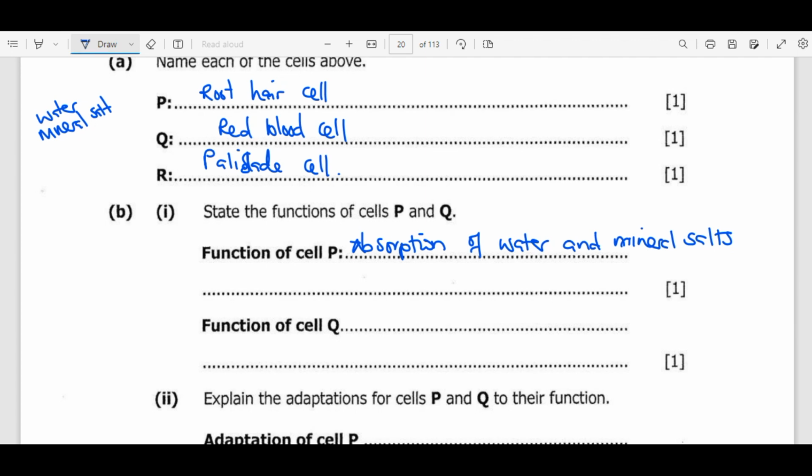And then the function of cell Q, the red blood cell. The red blood cell transports carbon dioxide and oxygen. So it transports these two: carbon dioxide and oxygen. So its function is transportation of oxygen.